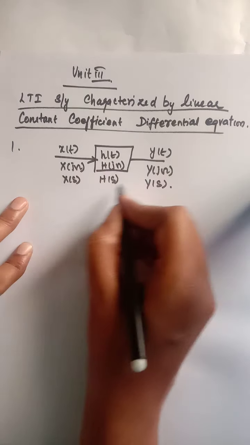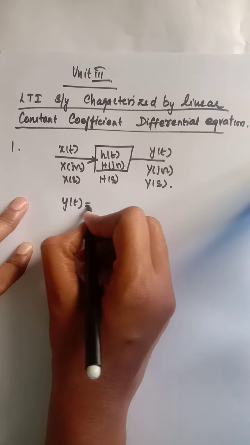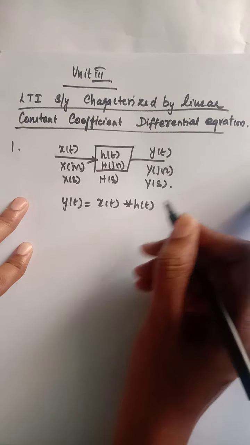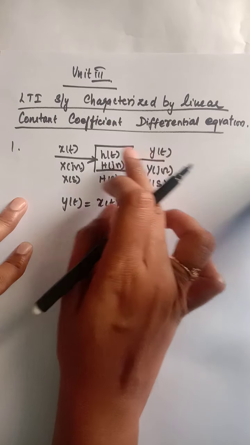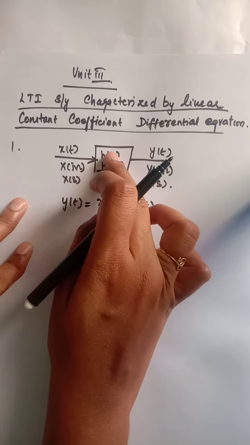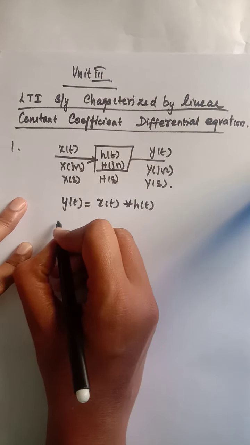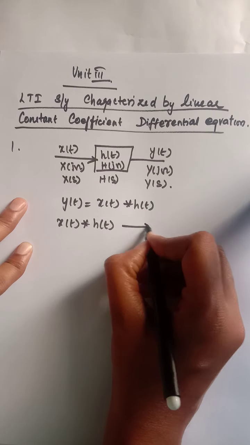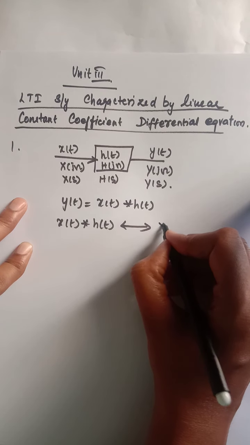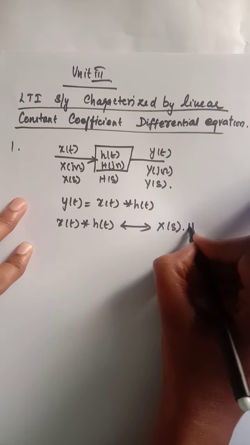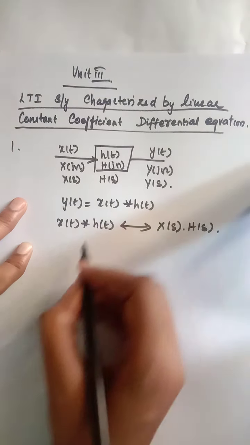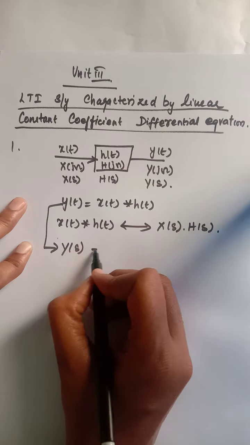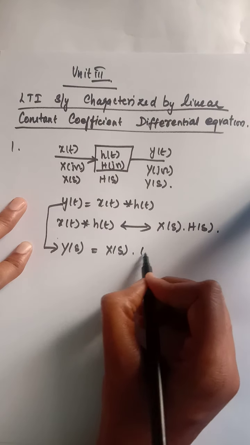If you want to obtain the output y of t, how will you obtain it? x of t convolved with h of t. We know there is a convolution property: convolution of two signals in the time domain is equal to multiplication of the two signals in the frequency domain. Using this property, we obtain Y of s is equal to X of s into H of s.